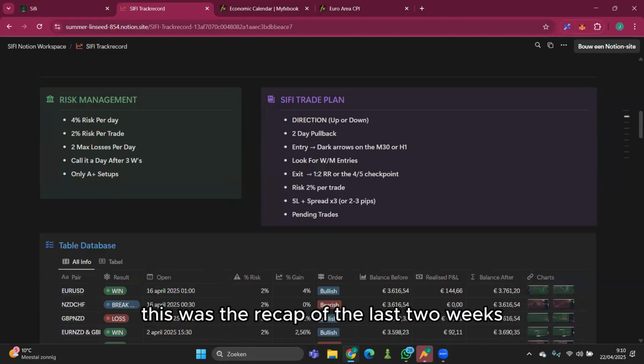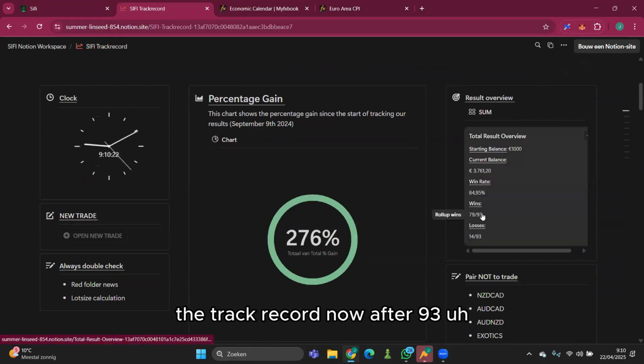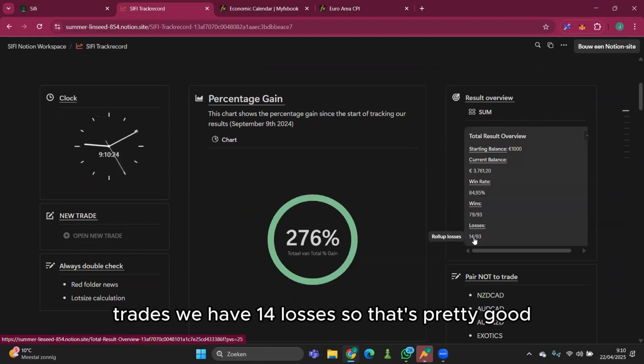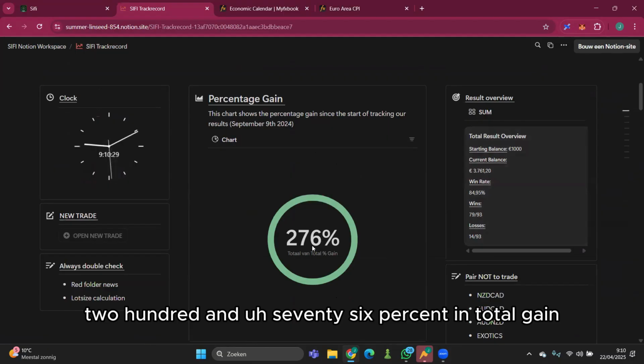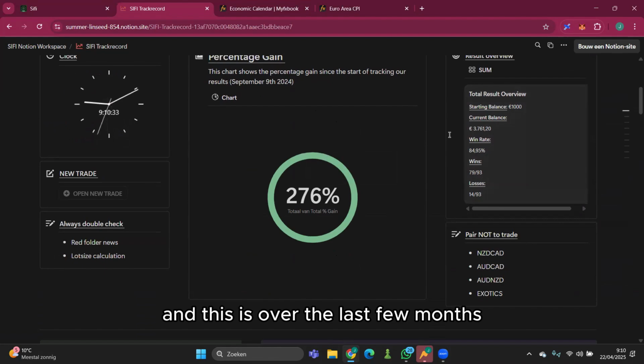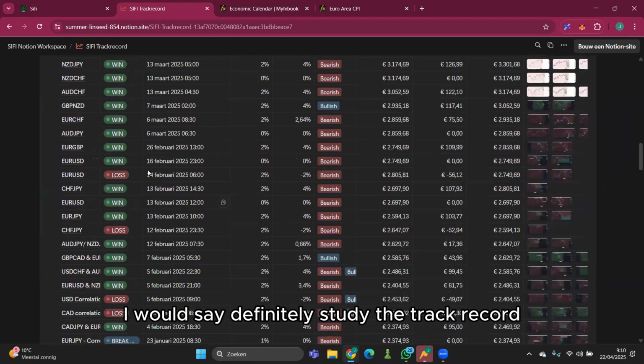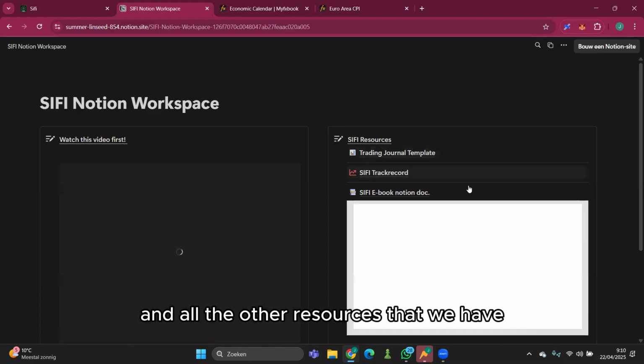So that being said, this was the recap of the last 2 weeks. The track record now, after 93 trades, we have 14 losses. So that's pretty good. 276% in total gain. And this is over the last few months that we have been trading with this track record. I would say definitely study the track record, study the ebook and all the other resources that we have.